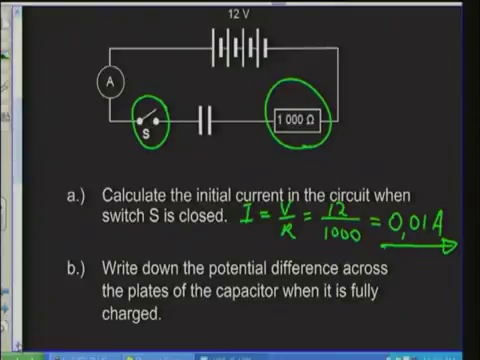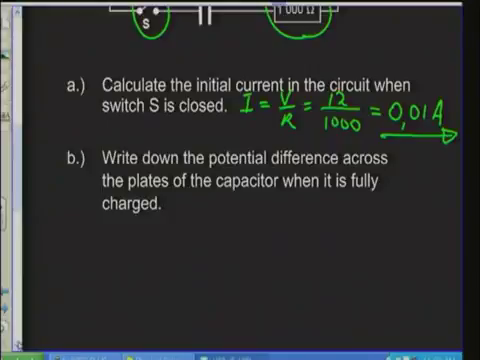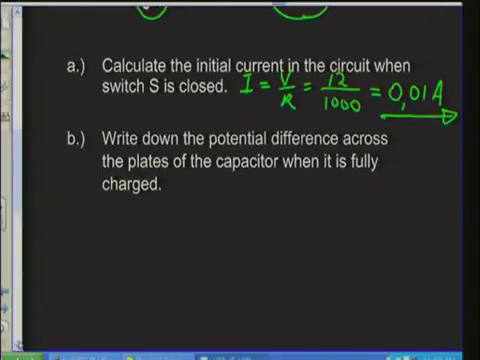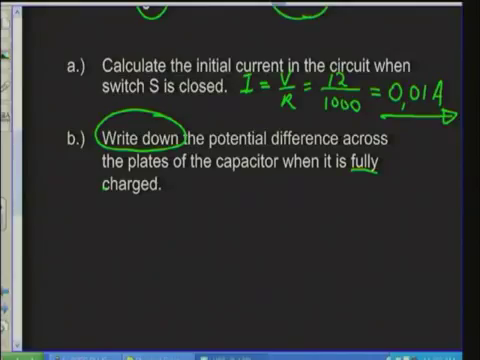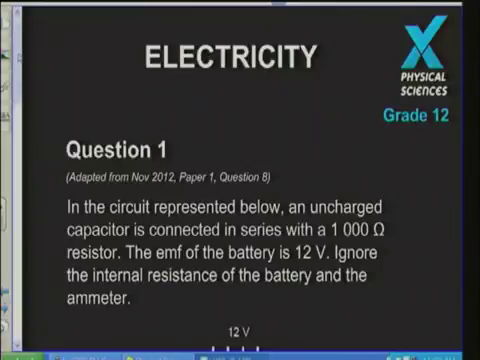The next question says, write down the potential difference across the plates of the capacitor when it is fully charged. Now listen to this question. It says write down. You don't have to calculate. When it is fully charged, it means the whole potential difference that is given to you there, the EMF, is what is across the terminals of that capacitor. So that will be 12 volts. Okay, now moving on with the question.